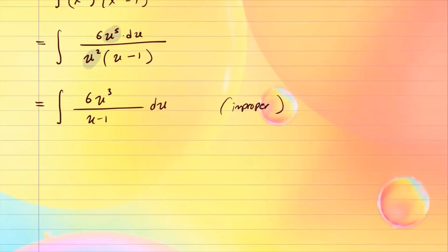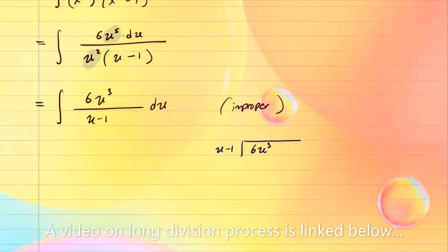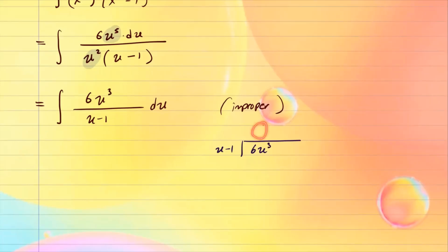So let's take a look at this. Here's the divisor, this is the dividend, and this is how we're going to set it up. u minus 1 is right here, and the numerator is right here, 6u to the third. Now let's proceed. We're going to put a term here. When we multiply that term with u, it will give us this guy right here. So that term has to be 6u squared, because 6u squared times u would give us 6u to the third.